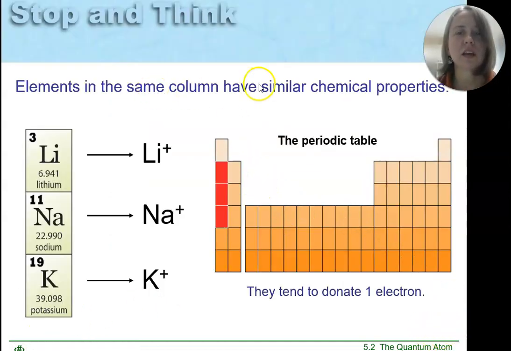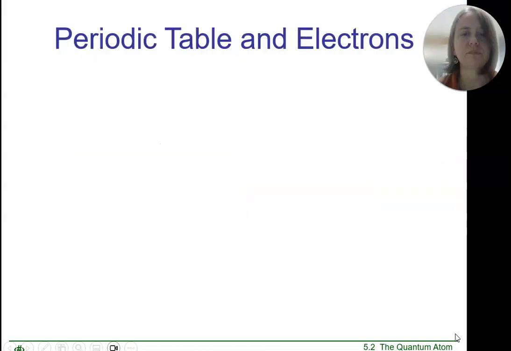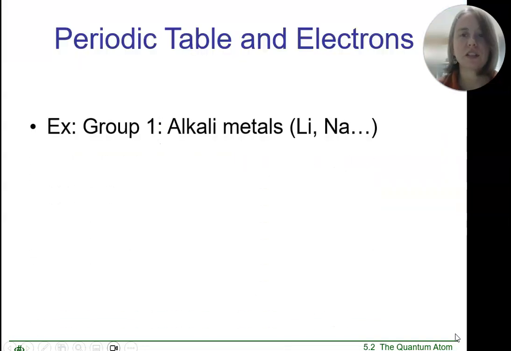So we know elements in the same column have similar chemical properties. Let's look at group 1, the alkali metals. We see that they have 1 outer electron, 1 valence electron, and so they tend to donate that 1 electron. And if you donate 1 electron, you have a positive 1 charge, so they tend to form positive 1 ions. Lithium, sodium, potassium are 3 elements in there. So please write this down. Group 1, alkali metals, lithium, sodium, potassium.